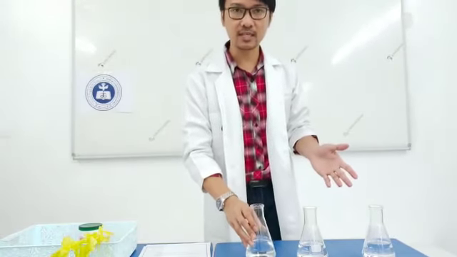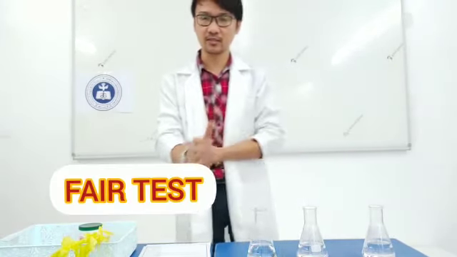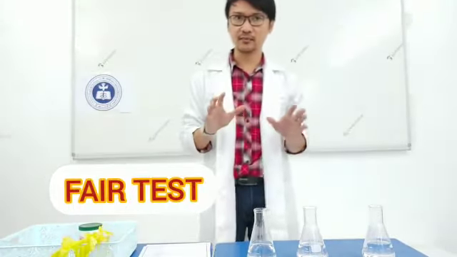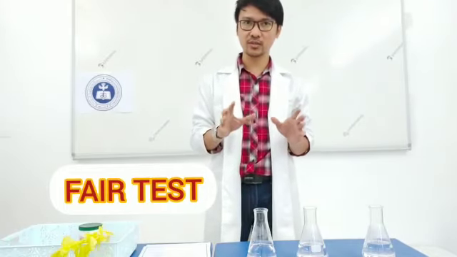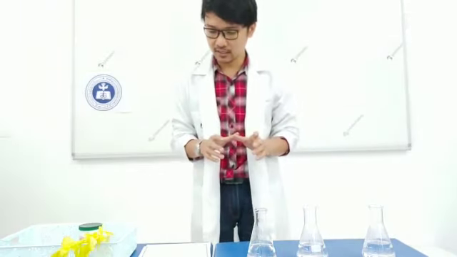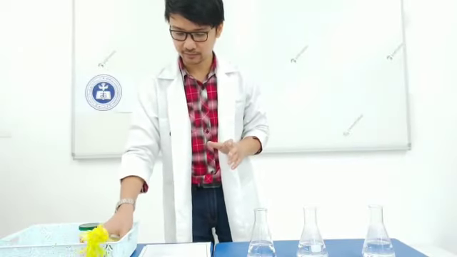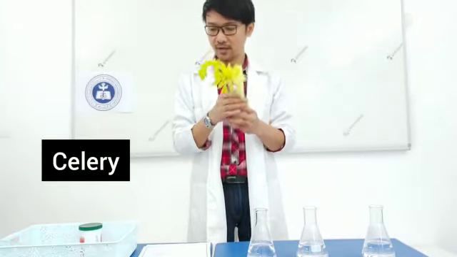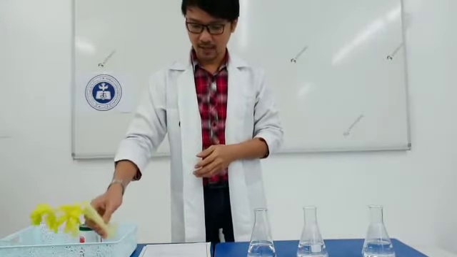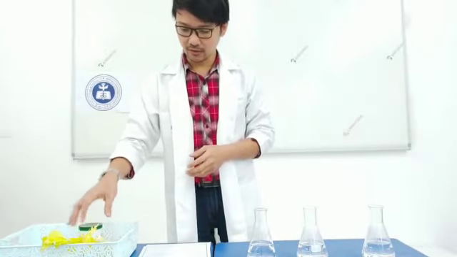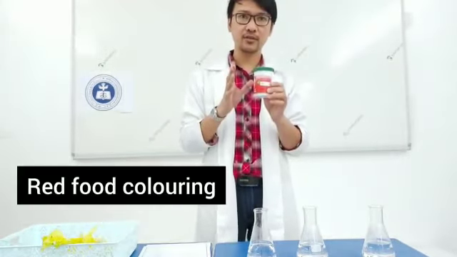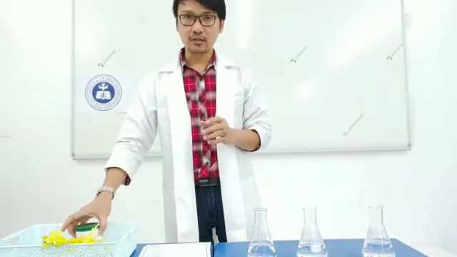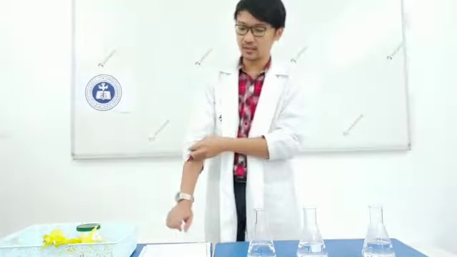To make it a fair test, you are going to change only the one that you are investigating and the rest will be the same. So we are not going to change the volume of the water. Next, we have the 3 celery stalks, and we have to use a ruler. We are also going to use food coloring, the red one, not the green one.